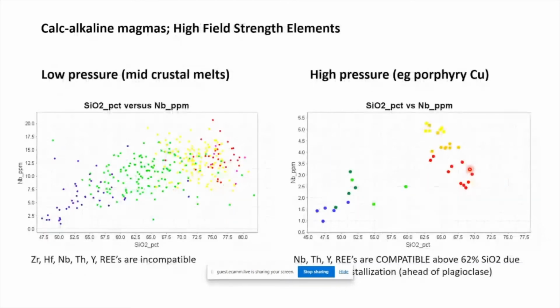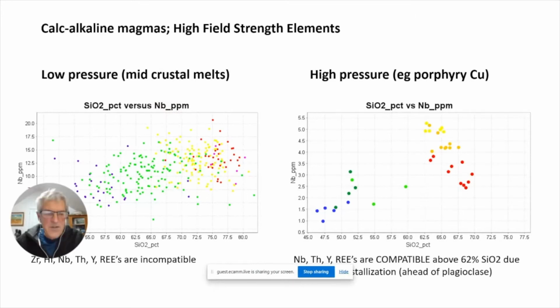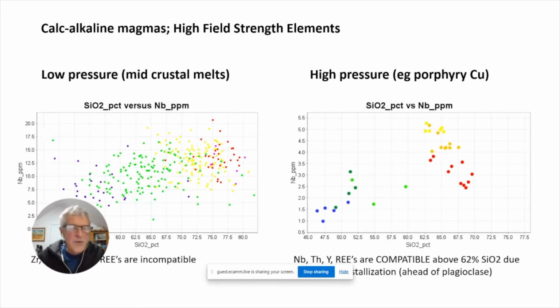Now we'll compare what happened to the high field strength elements. Just for the sake of simplicity, I'm only showing one of the high field strength elements. I'm just showing niobium. So niobium is typically an incompatible element. As silica goes up, the abundance of niobium gets higher and higher. And note the scale here goes from 0 to 20.